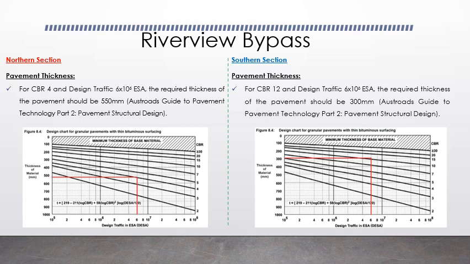Now the pavement thickness. Based on the subgrade CBR and the design traffic, we can calculate the pavement thickness from a chart provided in the road guide, Part 2, pavement structural design. So for the northern section, with CBR 4 and the design traffic, the pavement thickness would be 550 mm. Whereas the southern section, with CBR 12 and the design traffic, its pavement thickness will be 300 mm.